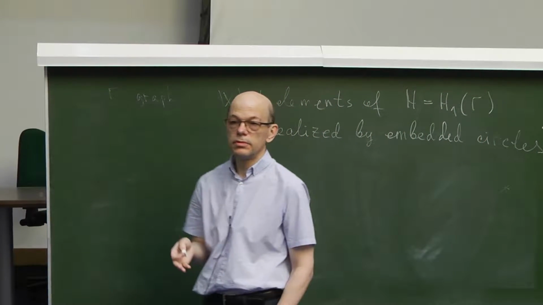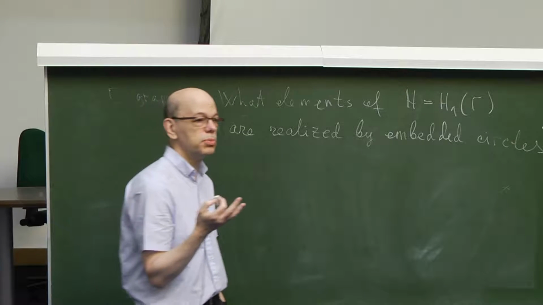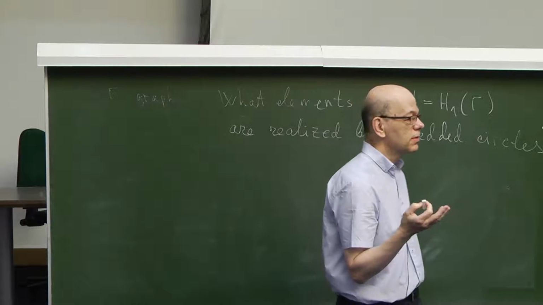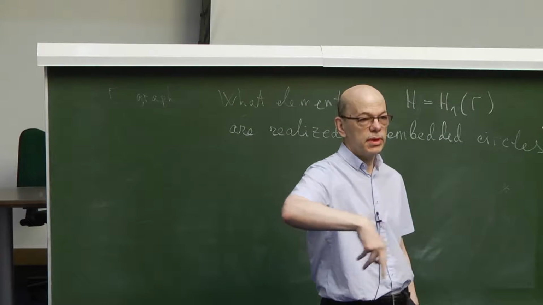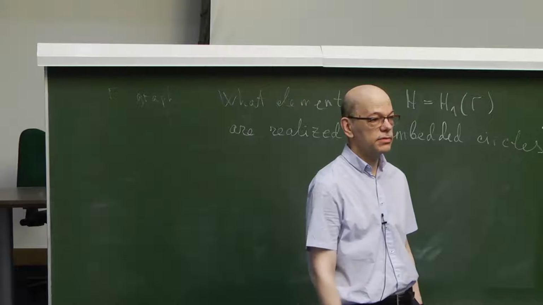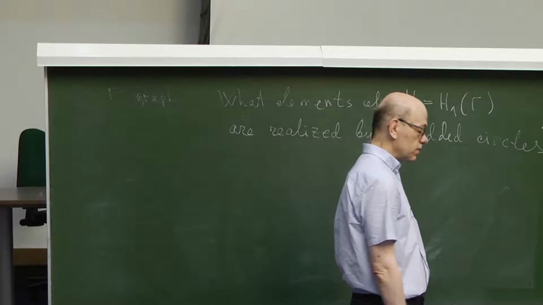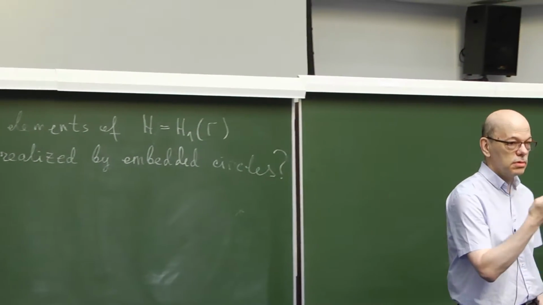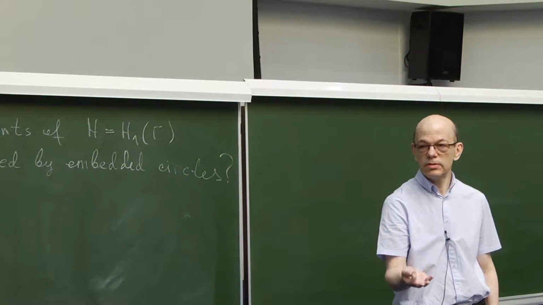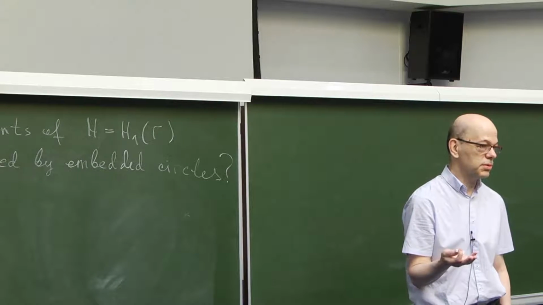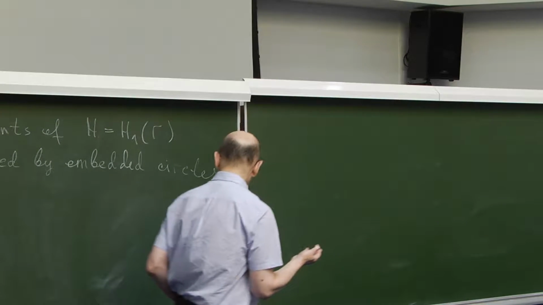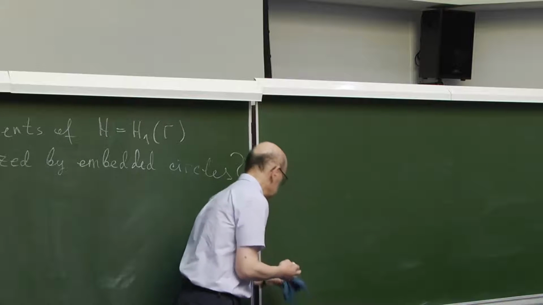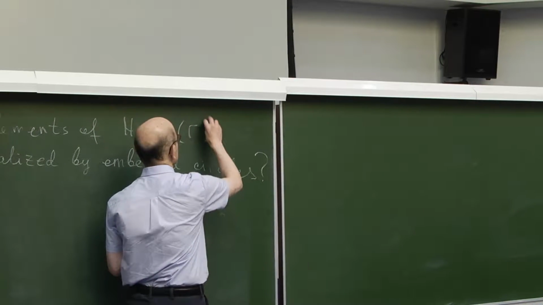So you have a graph, you have an element of a homology group, you ask yourself whether it is represented by a circle embedded in the graph. Now, first of all, the question has nothing to do with orientation of the circle. So if a class is represented, then minus this class also is represented. So as a result, it's enough to consider homology with coefficients in Z2.